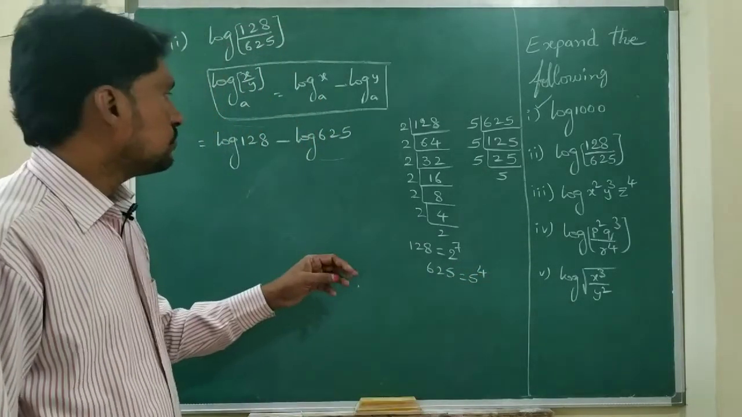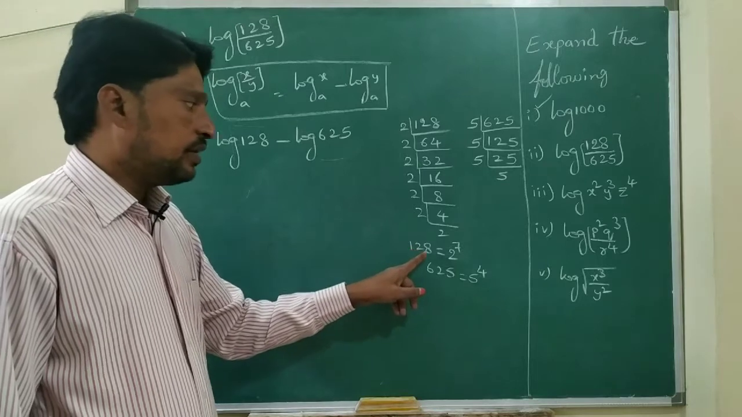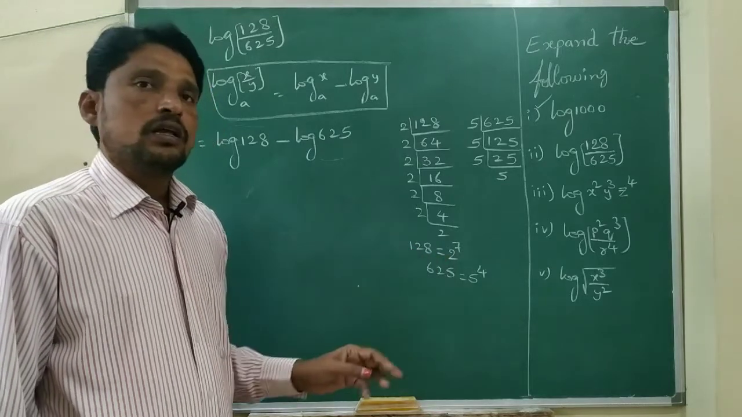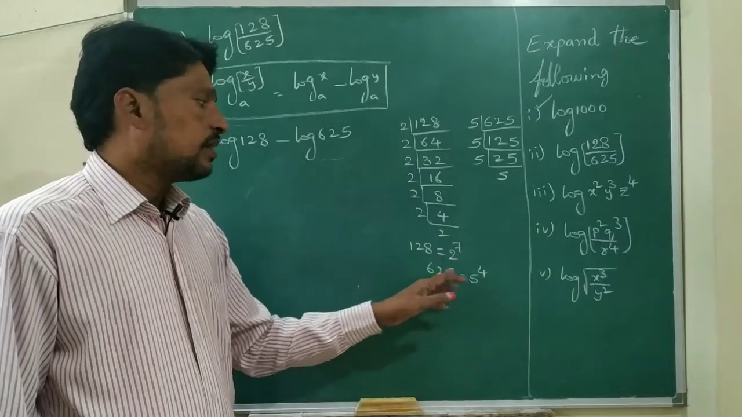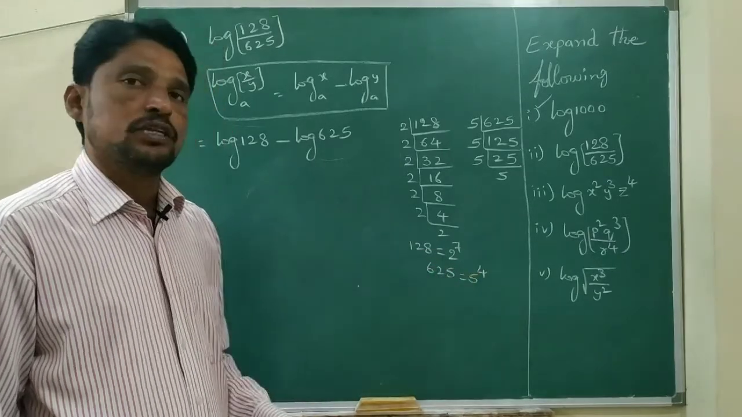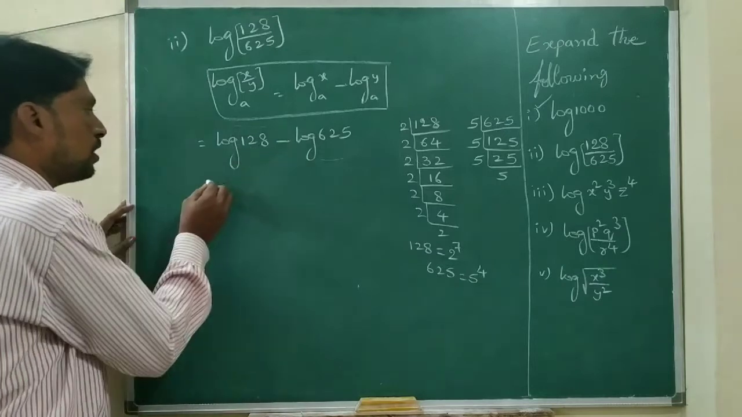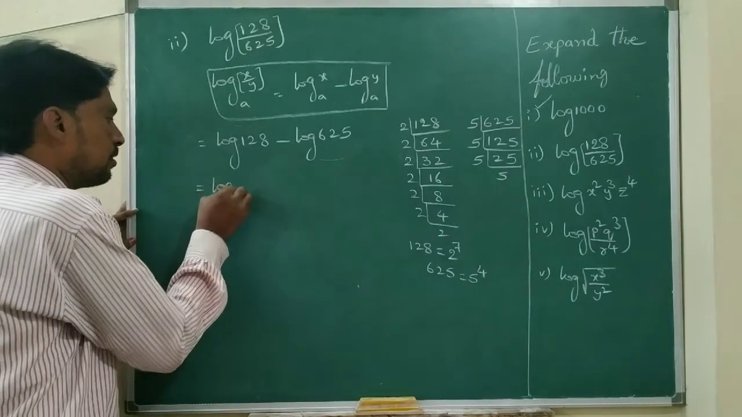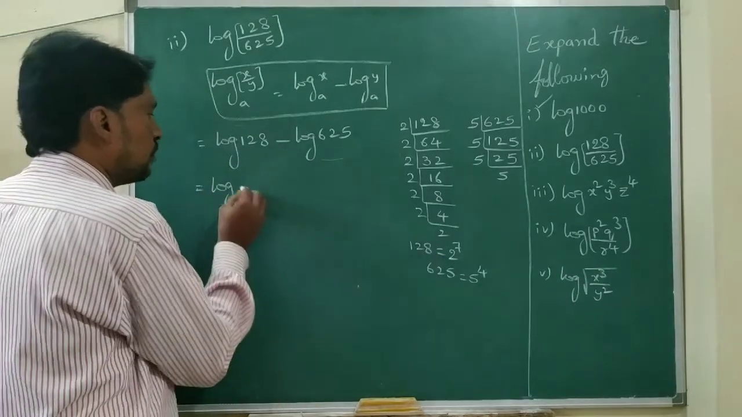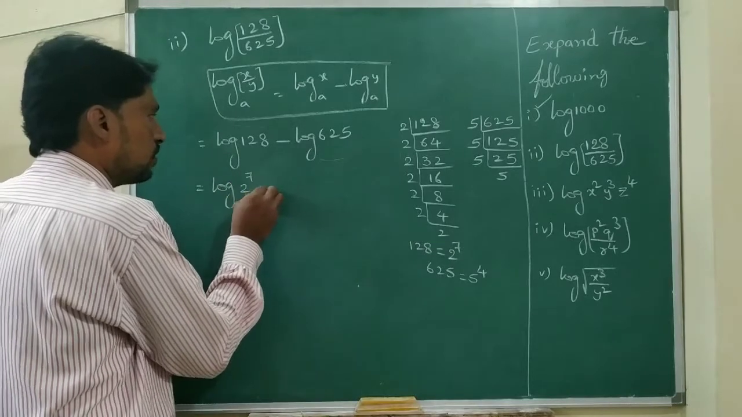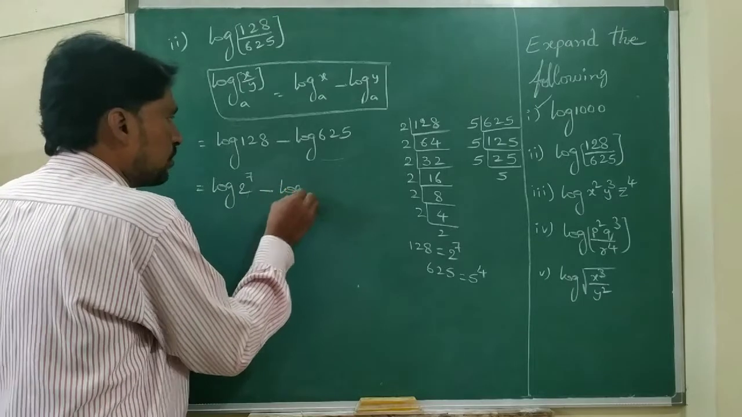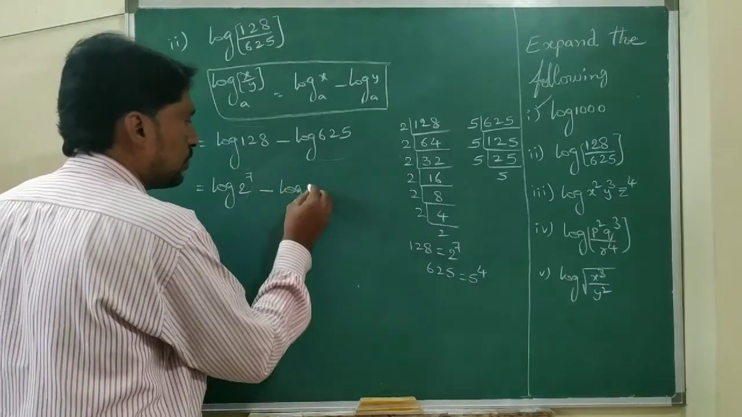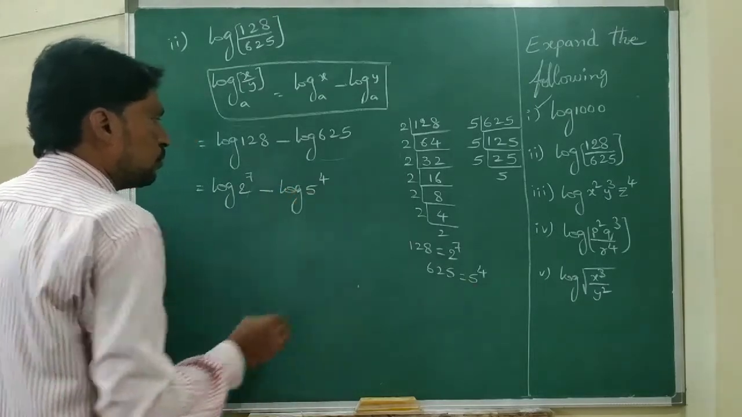We can write 128 in the power notation as 2 power 7. 625 we can write in the power notation as 5 power 4. So now we have to write the log as it is. Log 128 we can write as log 2 power 7, minus log 625, and 625 we can write as 5 power 4.